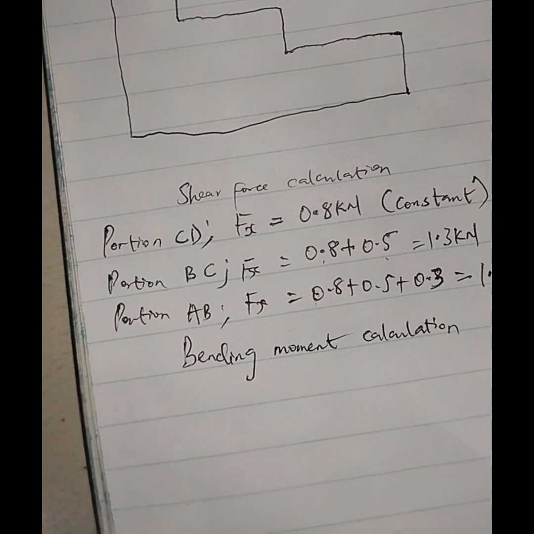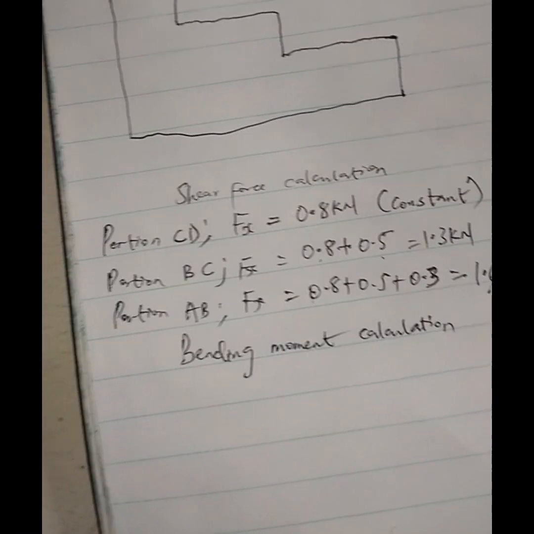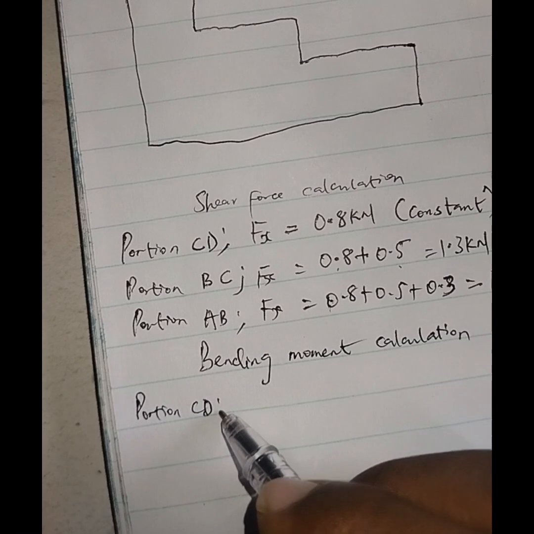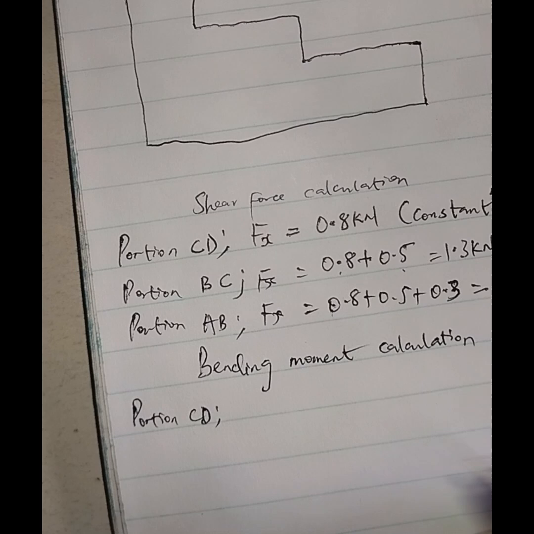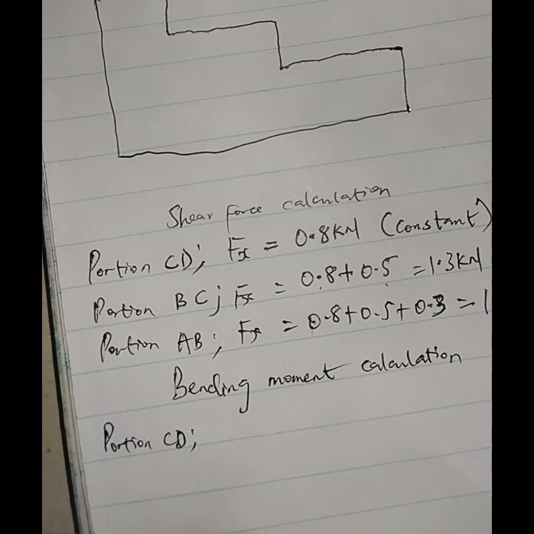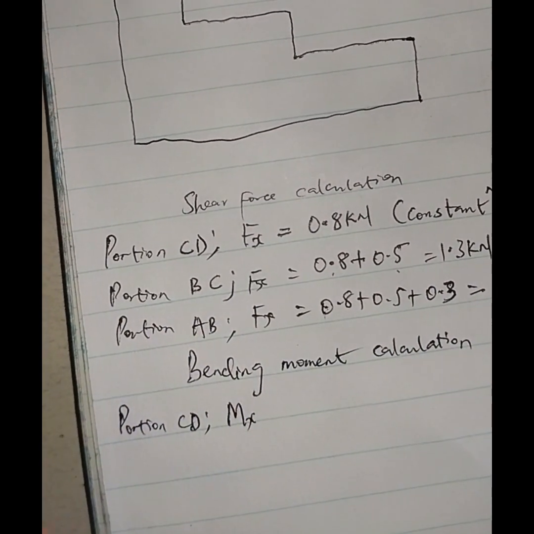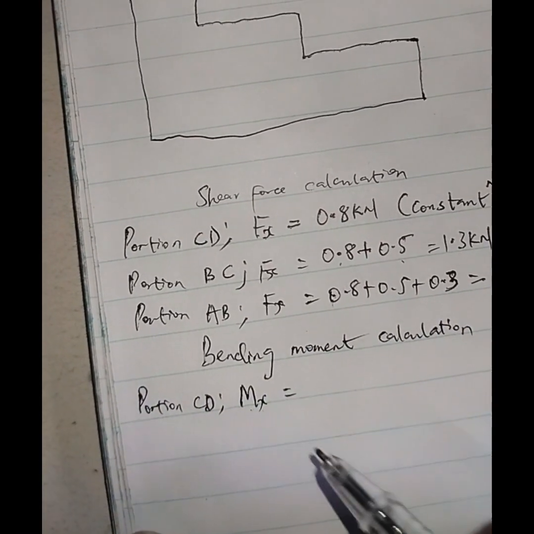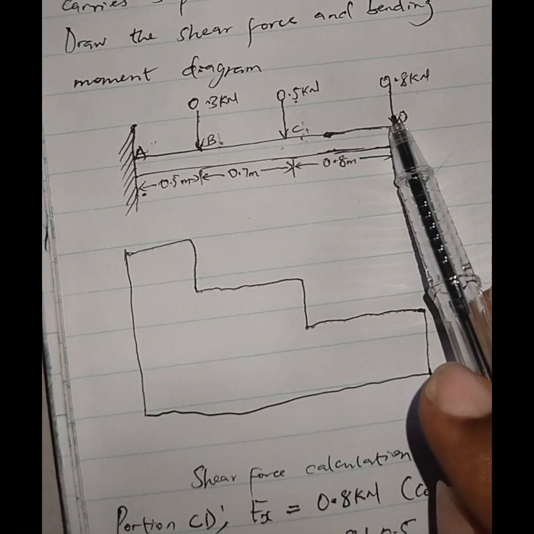Now the bending moment calculation is always trickier, because now you need to generate formulas to solve it. Portion CD. So now we have bending moment. When you are talking about moment, you are doing force times distance. That is why you are generating the formula, force times distance. So you have M of x instead of F of x. This F is basically the force, and this M is the moment. So now portion CD, M of x is equal to, let me take it back, this is CD.